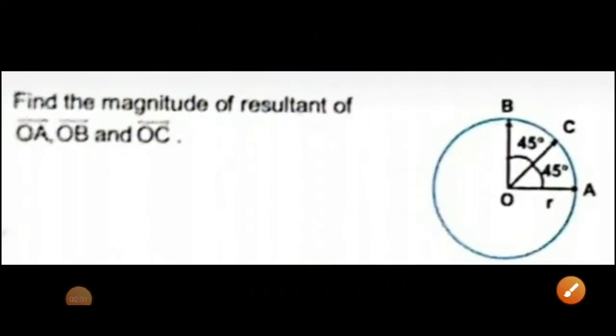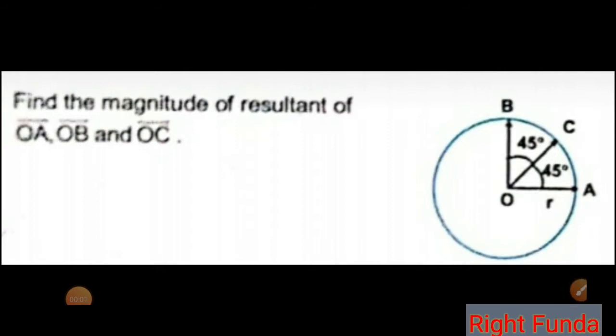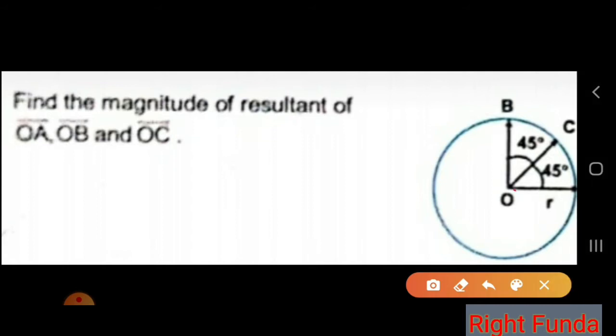Question says find the magnitude of resultant of OA vector, OB vector and OC vector. Means this is the OA vector, this is the OB vector, this is the OC vector. We have to find the resultant of all three vectors. Let's calculate.